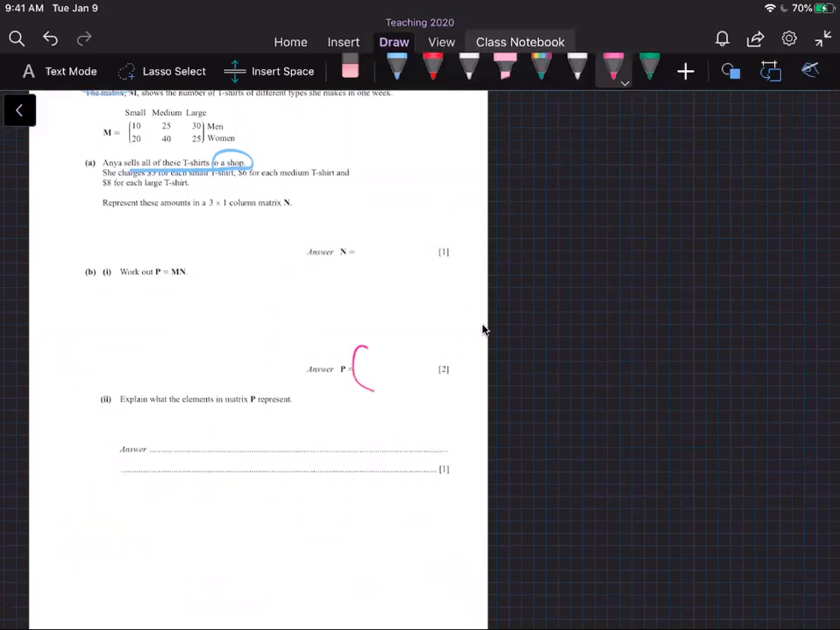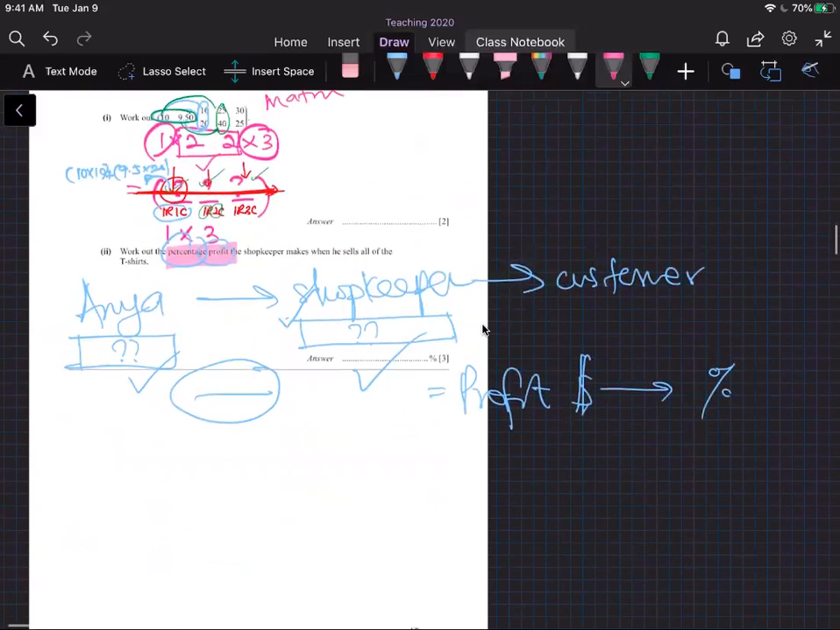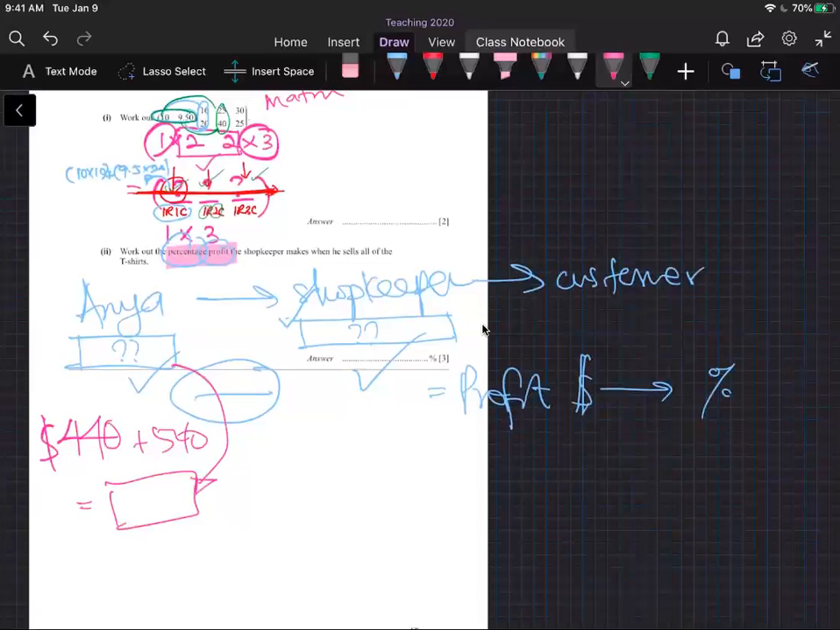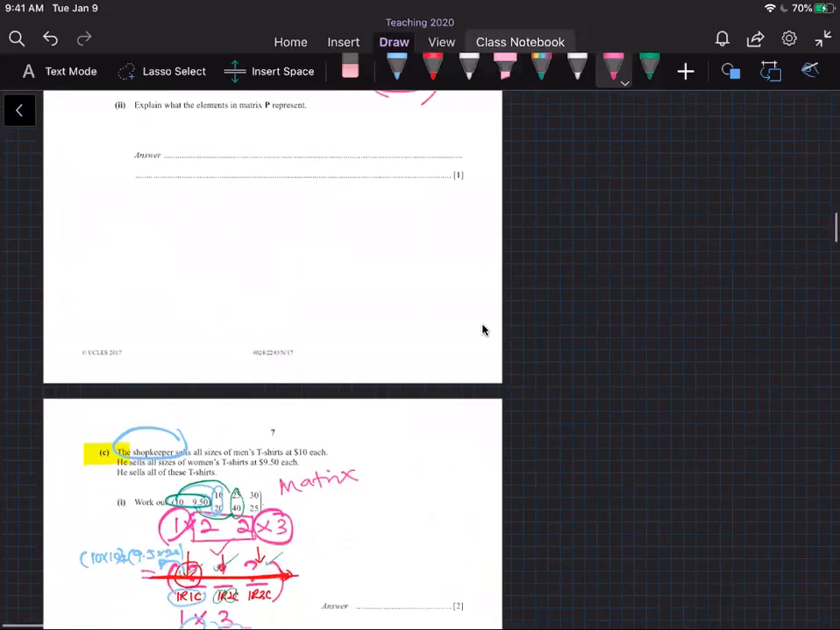Ada dua jawapan, okay, satu di atas, satu di bawah. 440 sama 540. Yang 440 ini, I think, ini woman punya t-shirt, okay. So all you have to do, total t-shirt berapa? So artinya berapa harga total t-shirtnya? 440 campur 540. Itu untuk jawapan si Anya punya harga totalnya yang dia dapat duitnya.